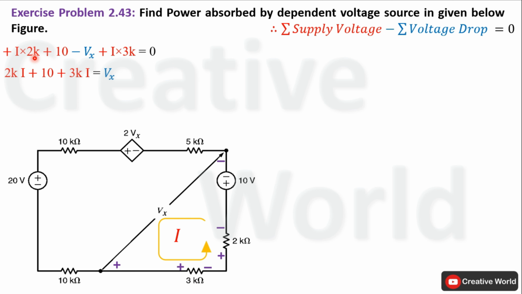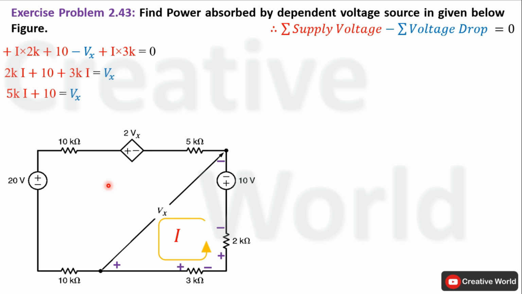Now solve this equation. Place minus Vx on the other side of the equal sign to make it positive, and take the products of these two values: 2kI plus 10 plus 3kI equals Vx. Now add 2kI and 3kI together, and it becomes 5kI plus 10 equals Vx. We cannot solve this equation further because it includes two variables, one is I and the other is Vx. So right now we will leave it as it is and move to the next step.